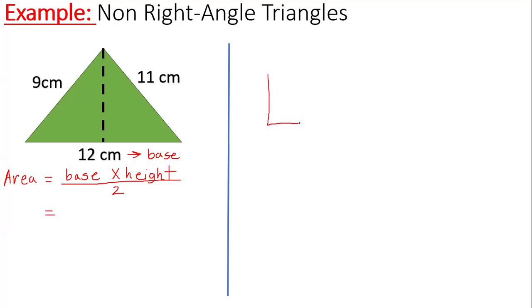That means that it forms a right angle with the base. So the height is going to be perpendicular to the base, which means that it cannot be 11, because 11 is slanted to the base. It can't be 11. It can't be 9. It must be this line in the middle, because that's perpendicular to the base.